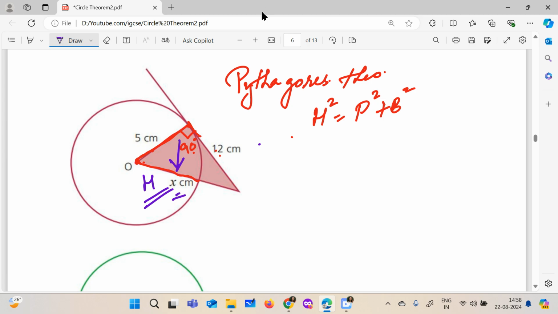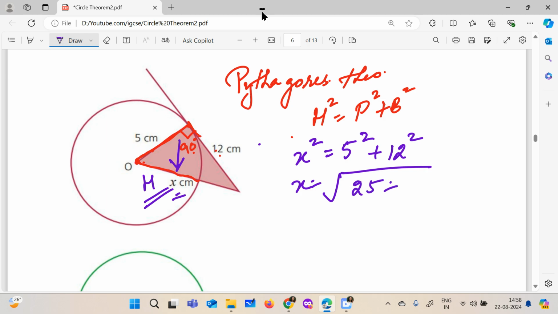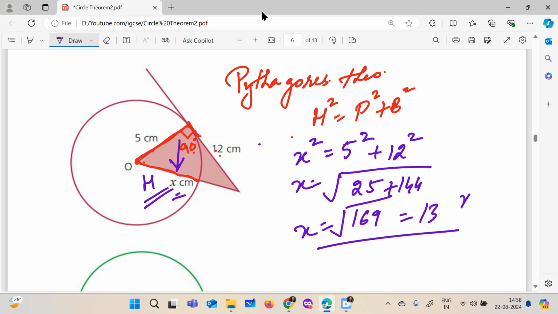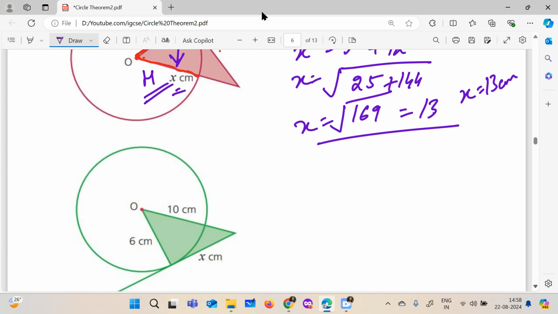So here we need to find the length of the hypotenuse, that is x. We write x squared is equal to 5 squared plus 12 squared, and x equals the square root of 25 plus 144, so x equals the square root of 169, that is 13. Is this clear? x equals 13 centimeter. Now let's move to the next one.